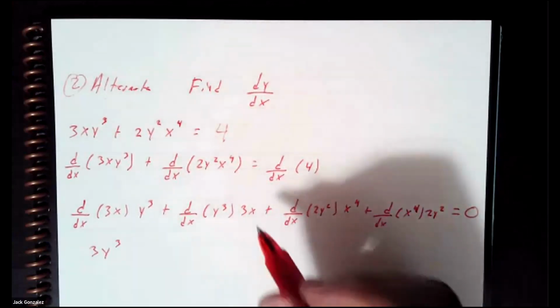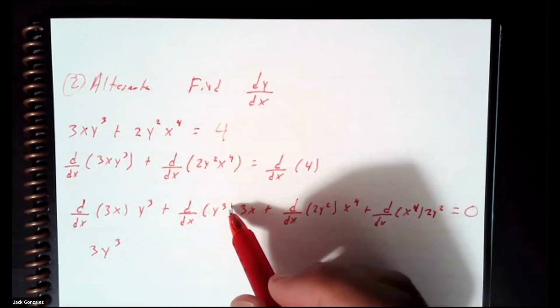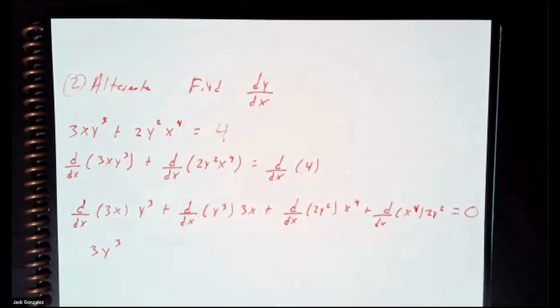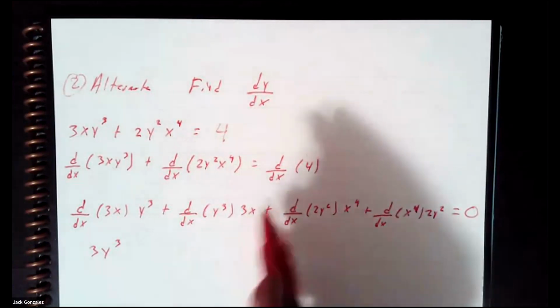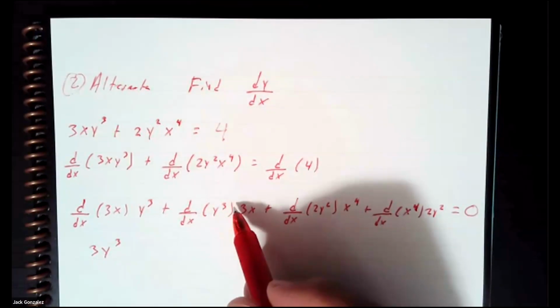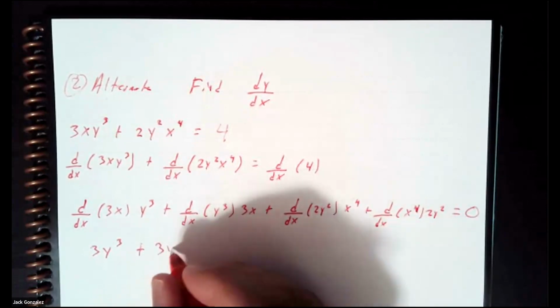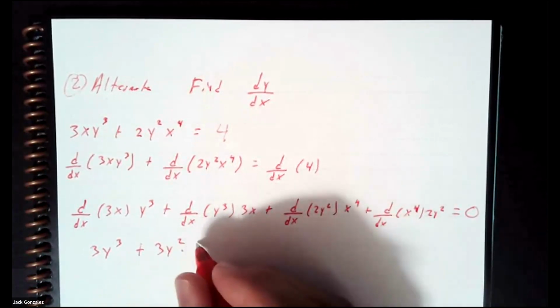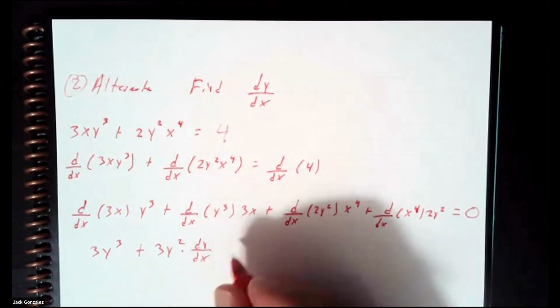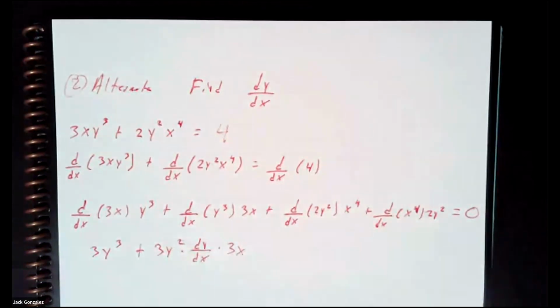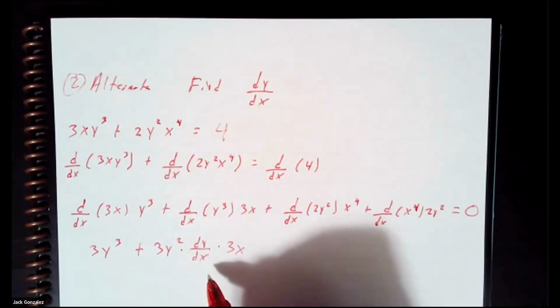Sorry, derivative of what? Y cubed. Right? It's just a power rule, right? Bring 3 down, and then times the chain rule piece for implicit. Yeah, so it'll be 3y squared times dy dx.